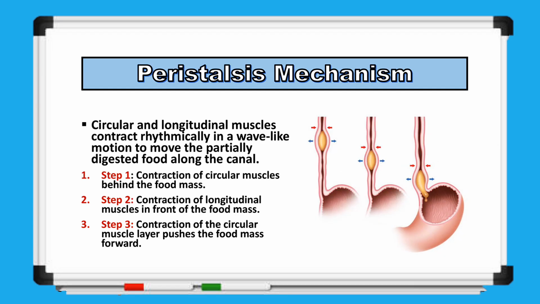If we look more closely at the mechanism of peristalsis, it's all about the circular and longitudinal muscles working together in a wave-like rhythm to move food along the digestive canal. Step 1. The circular muscles contract just behind the food mass, squeezing it forward. Step 2. The longitudinal muscles in front of the food contract, shortening that section of the canal and making space for the food to move into. Step 3. The circular muscles contract again, pushing the food mass further along. By repeating these steps in sequence, the food keeps moving steadily through the digestive system.